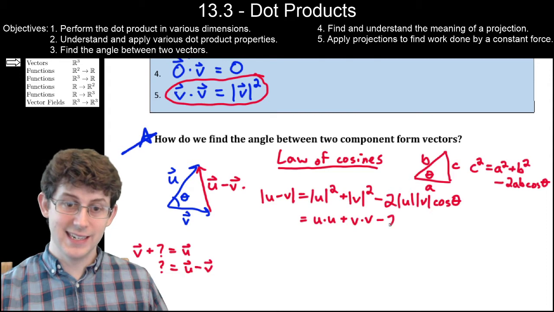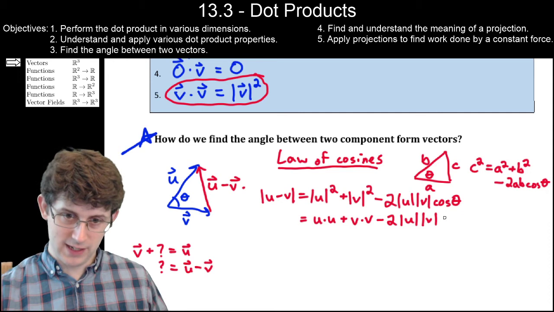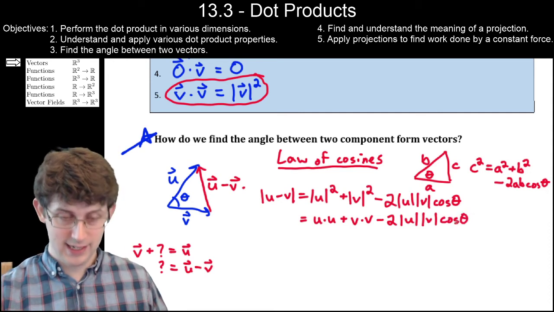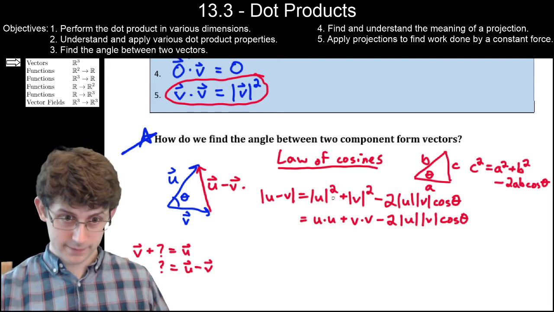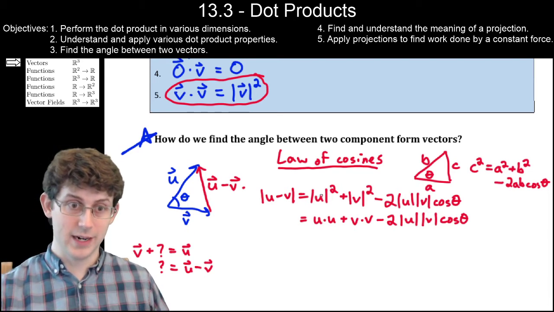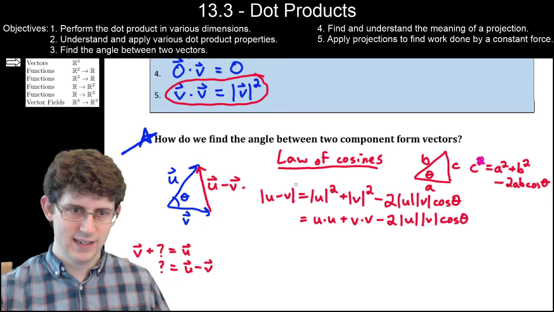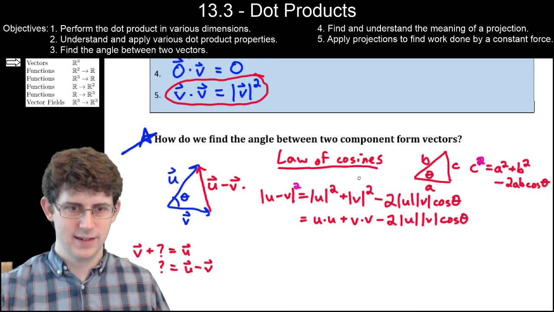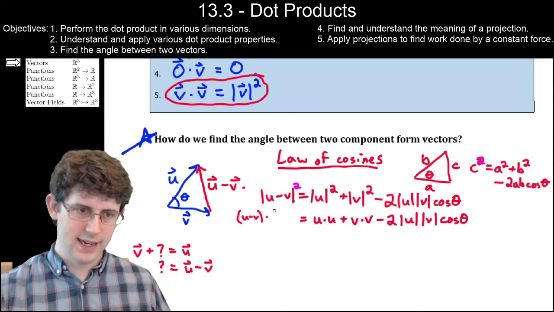Please try to pay attention to the data types here. If you're into computer programming, you're probably used to that, like you have to keep track of what kind of object each thing is. But u dot u is a number, it's a scalar. So is magnitude of u squared. This one, it doesn't have a squared on it. Oh, it's supposed to have a squared on it. It's this one. So this one is magnitude of u minus v squared, or u minus v dot u minus v.